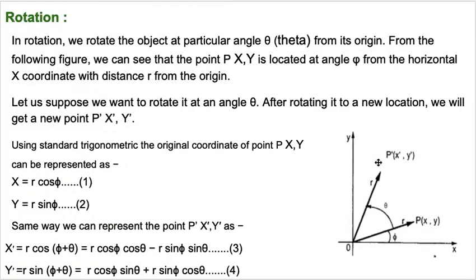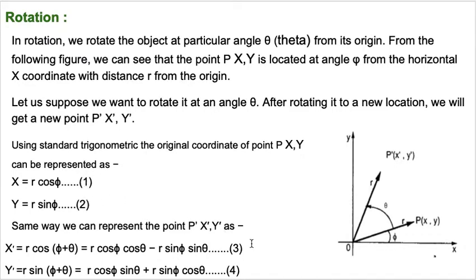So we can write x dash is r cos of (phi plus theta), and y dash is r sin of (phi plus theta). Expanding, x dash is r cos phi cos theta minus r sin phi sin theta. This is equation 3, and similarly this is equation 4.